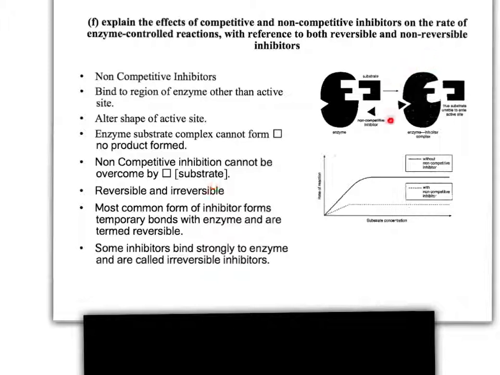So that's the business about non-competitive inhibitors, and here's a bit about reversible and irreversible inhibitors. Most inhibitors are reversible, with weak temporary bonds with the enzyme, whereas some inhibitors attach very strongly to the enzyme and form permanent bonds, and we call those irreversible or non-reversible inhibitors. Moving on to the next slide.